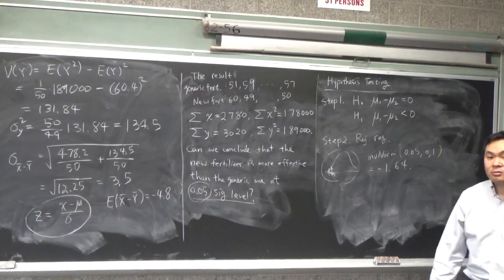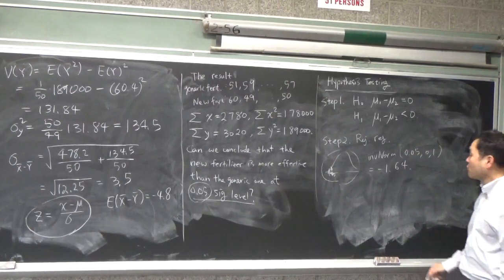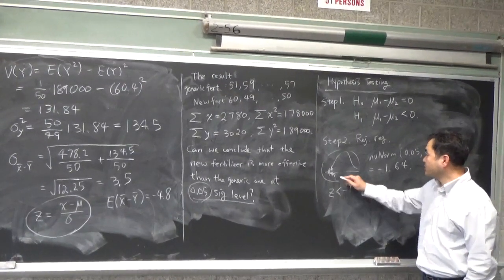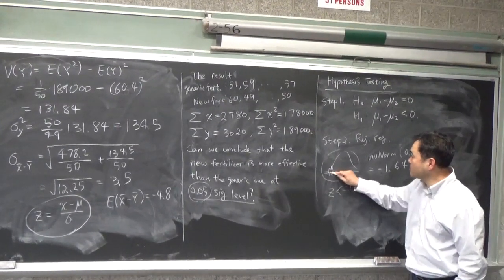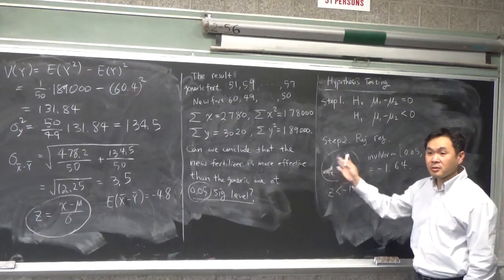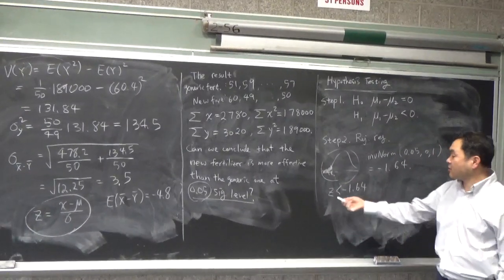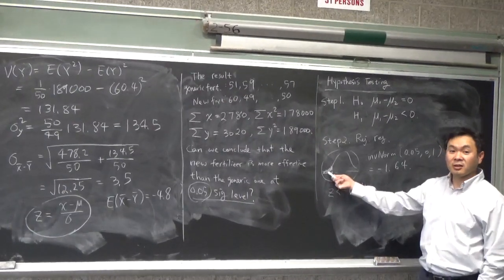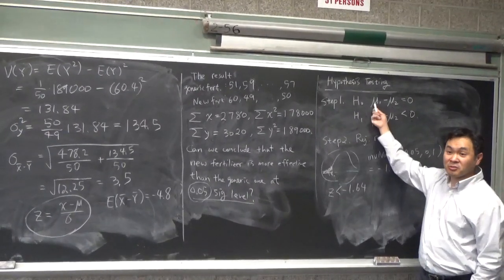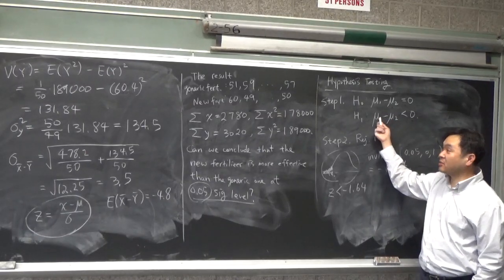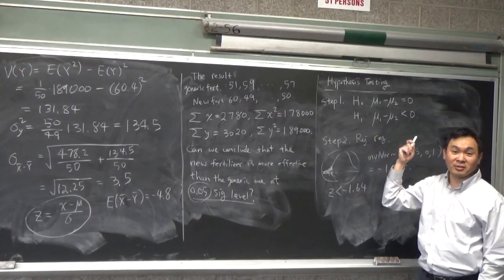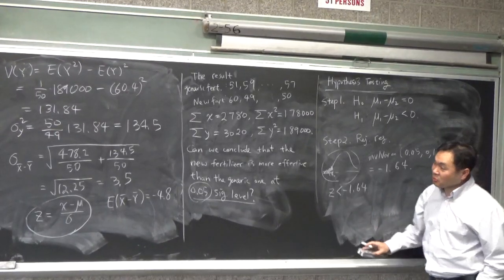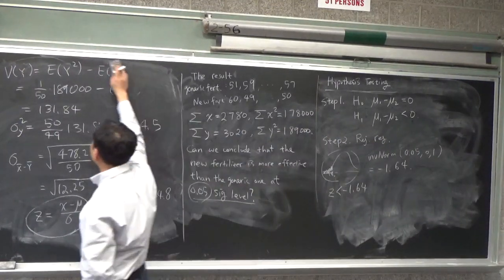So what that means is that the rejection region is z less than negative 1.64. Your z-score, your test statistic that you compute afterwards, better fall in here in order to reject the null hypothesis and prove that, in fact, the new fertilizer is more effective. But now it's step 3. So in step 3, what do you do?